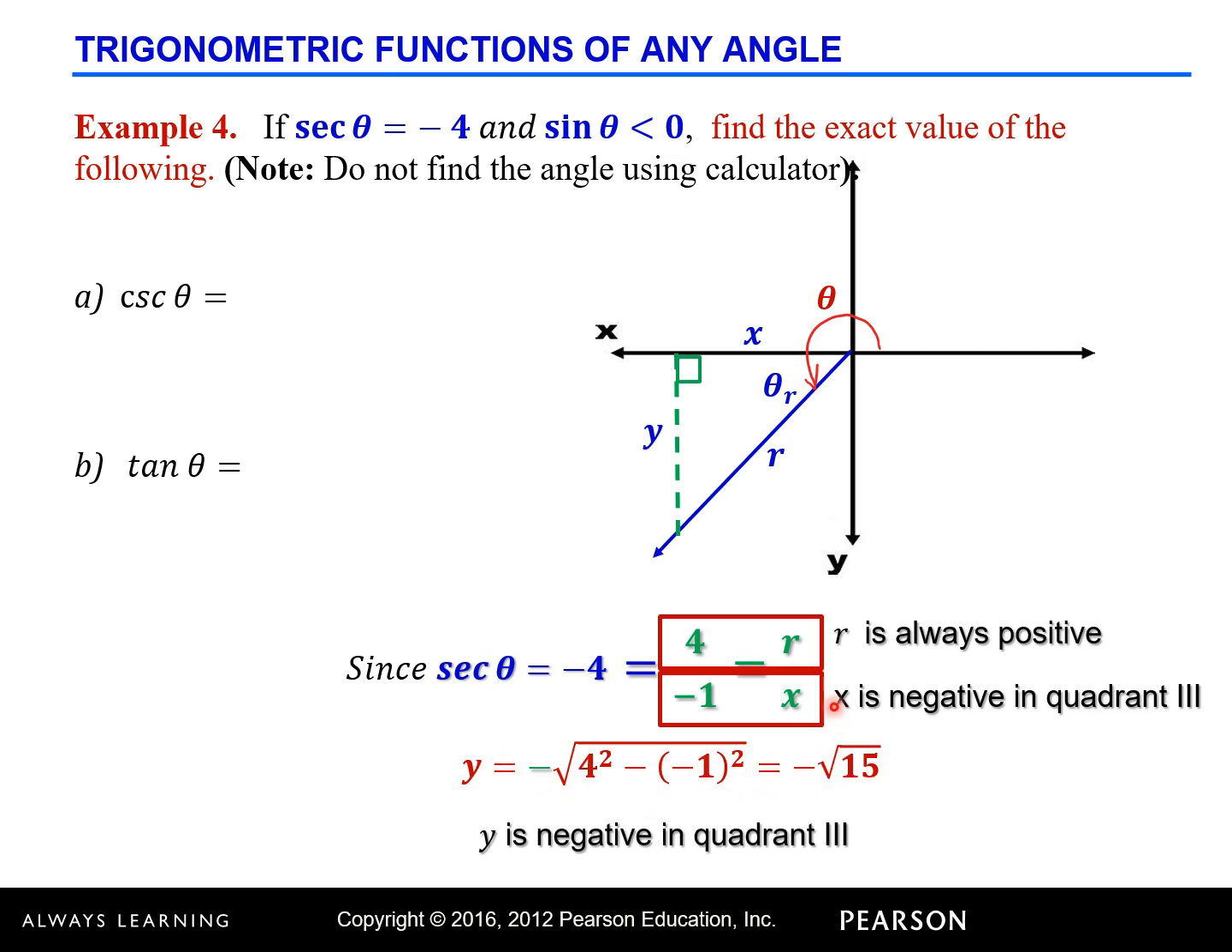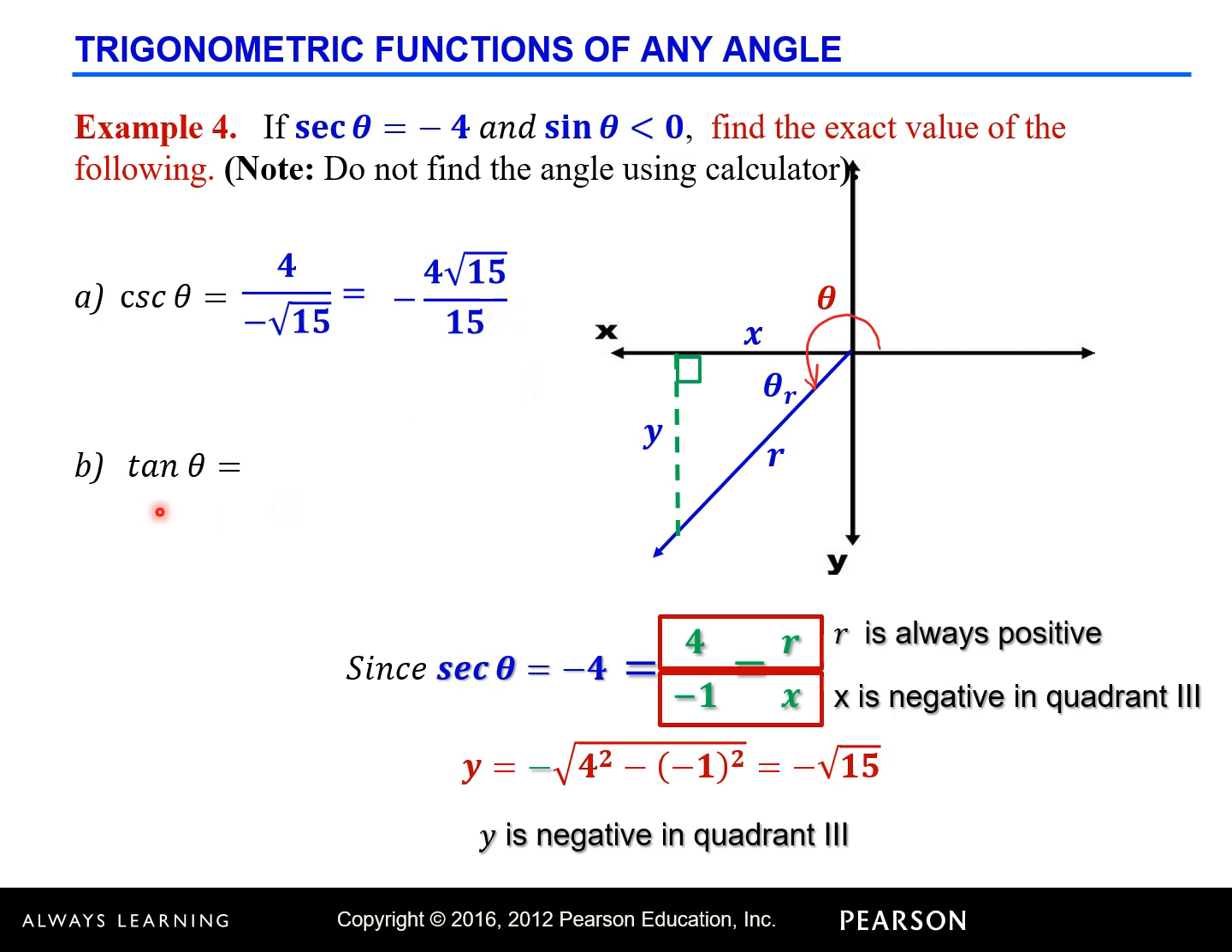Since the values are all complete, we can now find the cosecant theta, which is defined as r over y. This cosecant theta is 4 divided by negative square root of 15. We can simplify this because there's a radical in the denominator. We can rationalize this, and the final answer is -4√15 over 15.